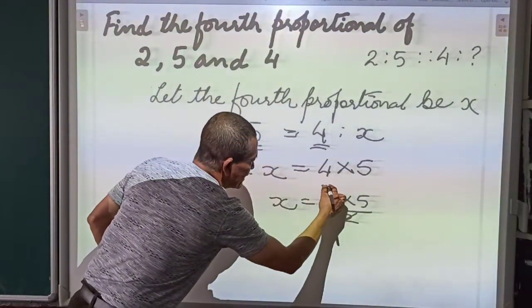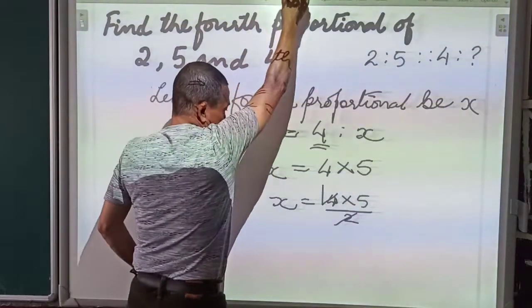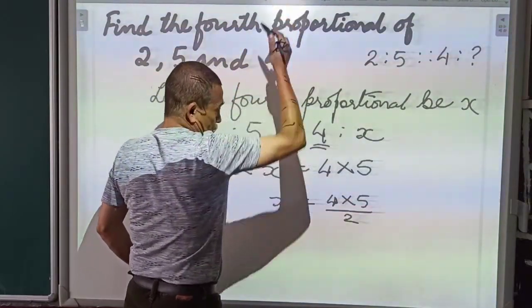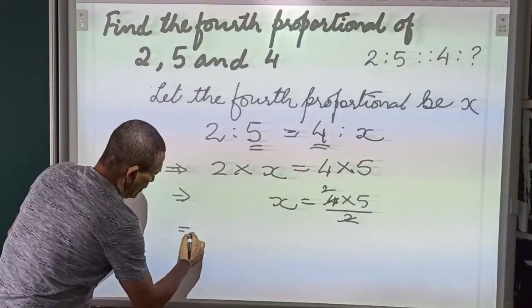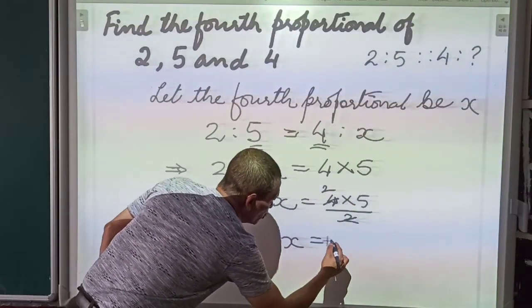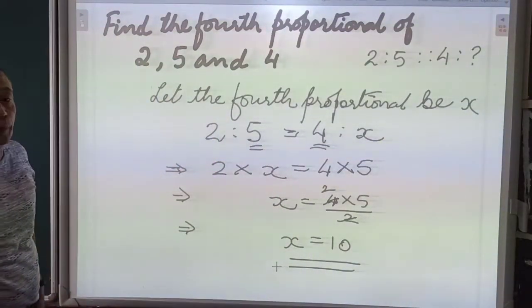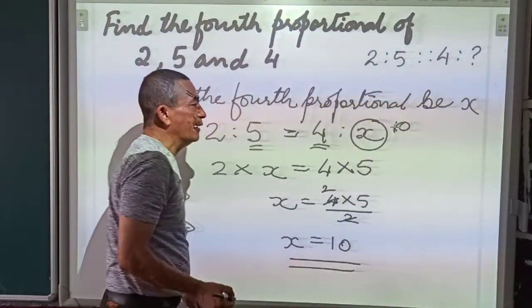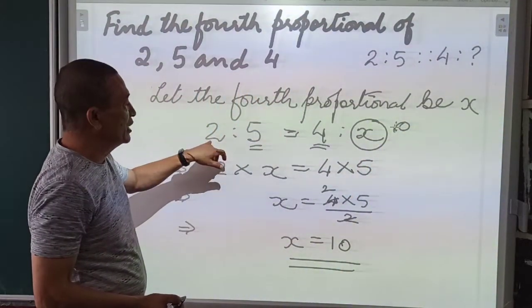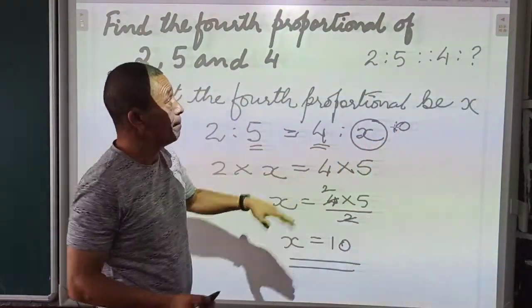So calculating this, I will be getting 2 and 4, so 2 here. So x will be equal to 10. So I can consider the fourth proportional to be 10. Instead of x, what we have is 10. Now I can read it as 2 is to 5 is equal to 4 is to 10.